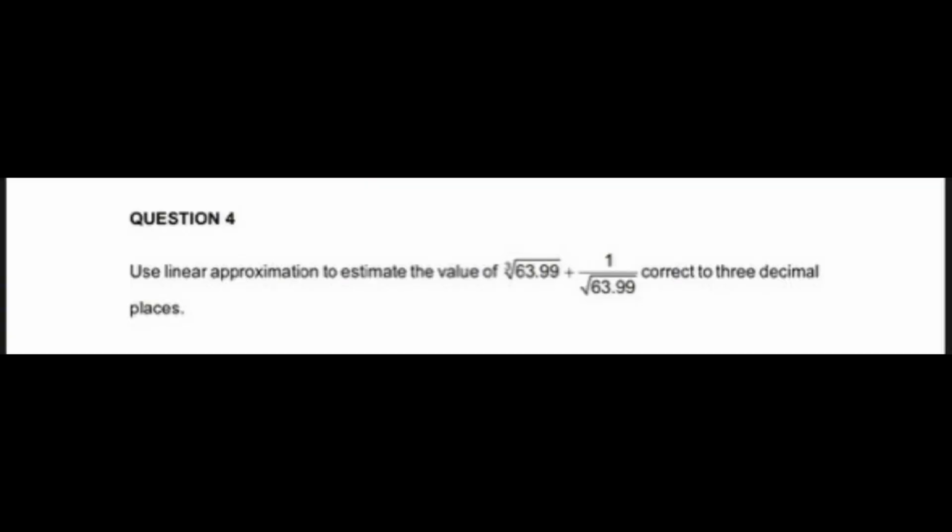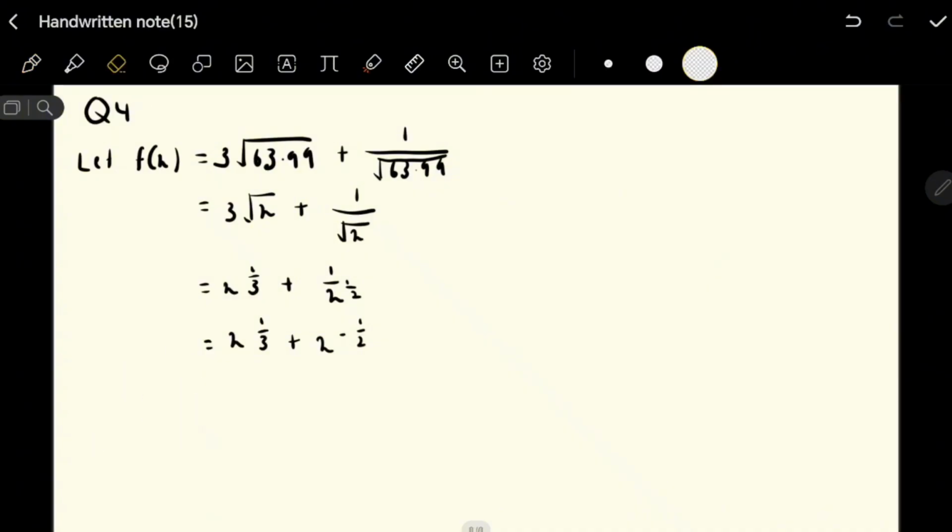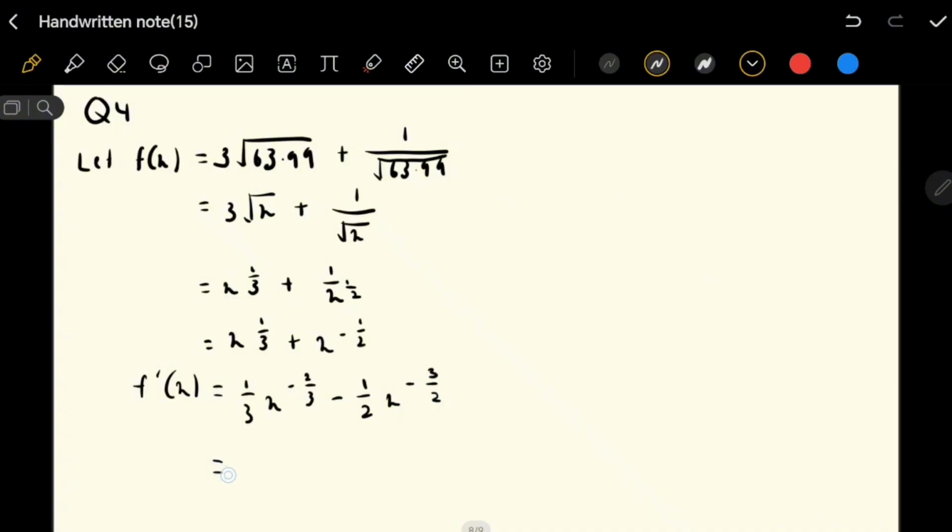Question 4. We are given the expression the cube root of 63.99 plus 1 divided by the square root of 63.99. To estimate this, I define a function s. f of x is equal to x to the power of 1/3 plus x to the power of negative 1/2. To apply linear approximation, we must find the derivative of the function. The derivative of f of x is f prime of x equals 1 divided by 3 times x to the power of negative 2/3 minus 1 divided by 2 times x to the power of negative 3/2.